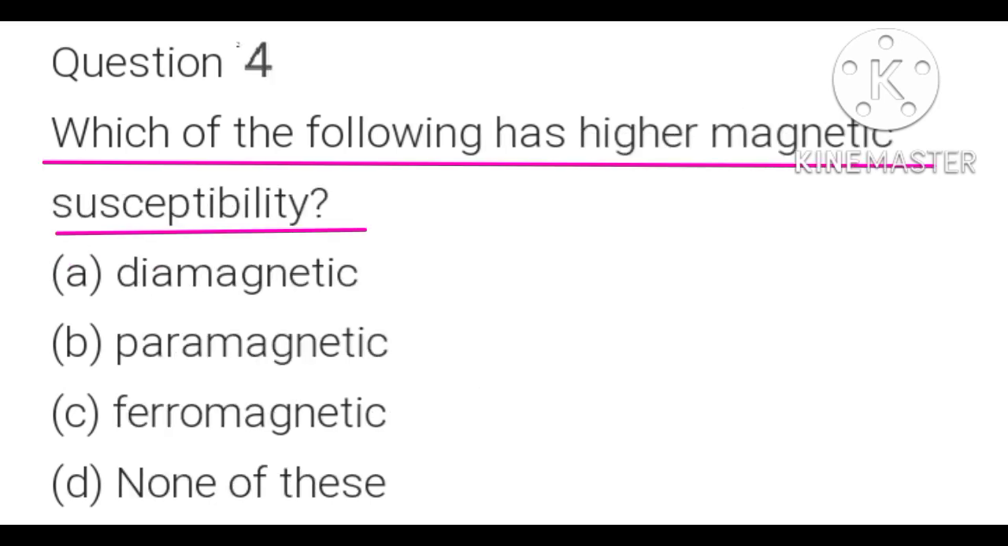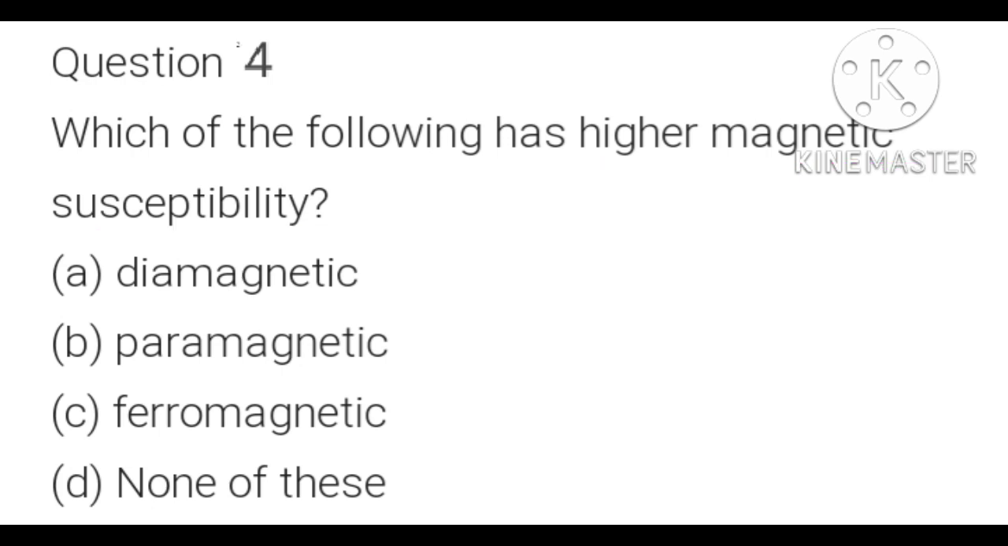Question number 4. Which of the following has higher magnetic susceptibility? A option diamagnetic, B option paramagnetic, C option ferromagnetic, D option none of these. We know that ferromagnetic material has higher magnetic susceptibility than diamagnetic and paramagnetic materials. So in this question, C is the correct option. Ferromagnetic material has higher magnetic susceptibility.